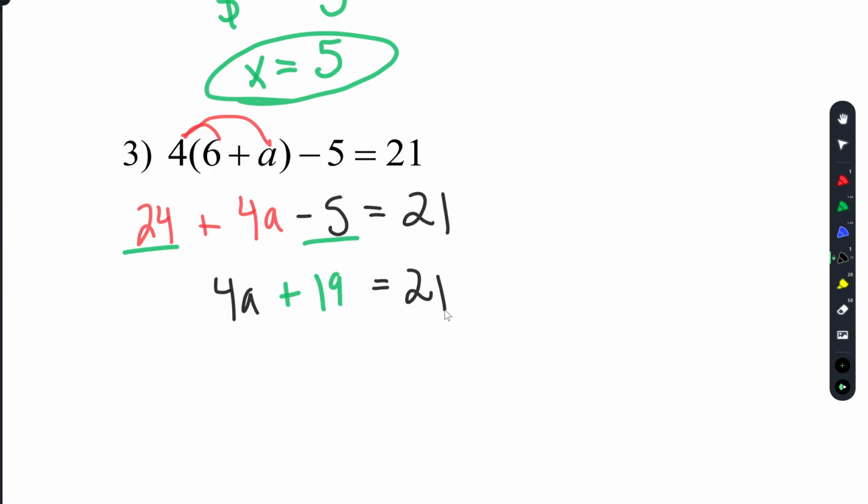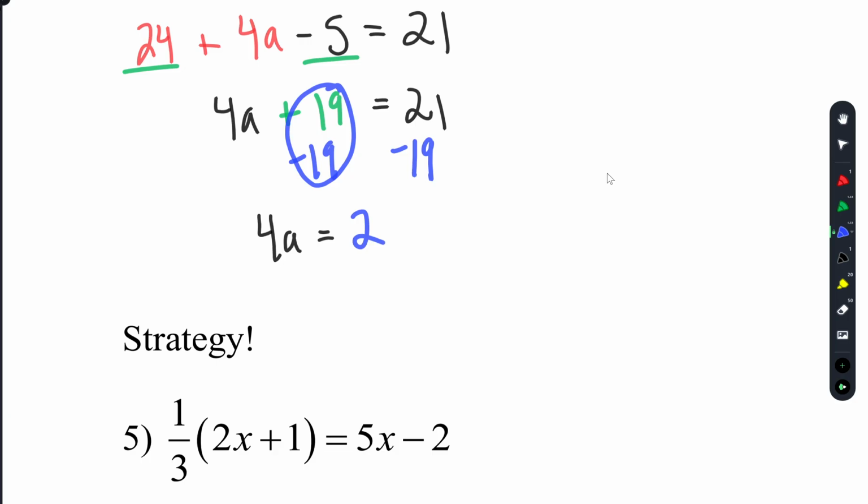And then now, because we can't combine anything or clean up one side, that's when we're scooching stuff around. So I'm going to move that 19 over. Okay, so I'm going to subtract 19 because I want it gone. I want that to be a 0. That big circle is a 0. I want it gone. And I'm left with 4a equals 2.